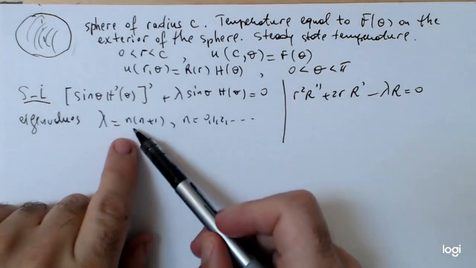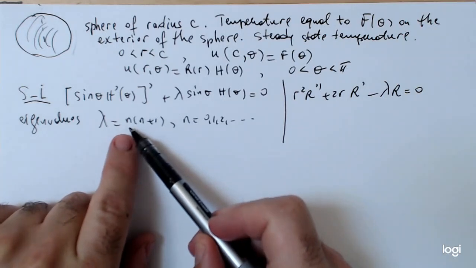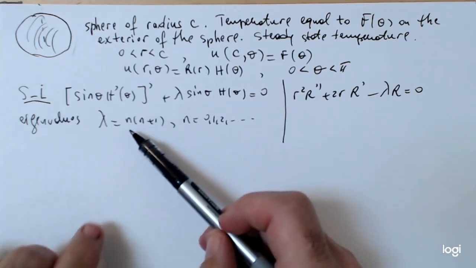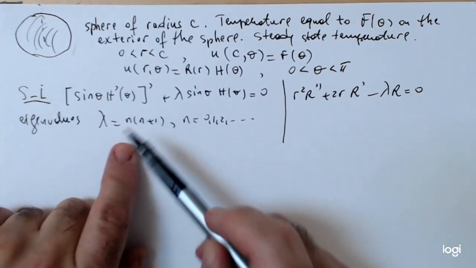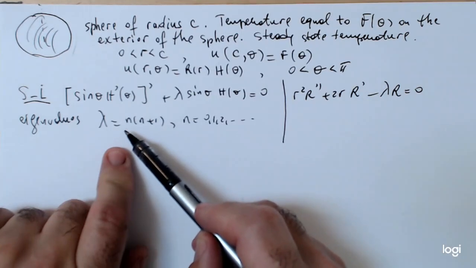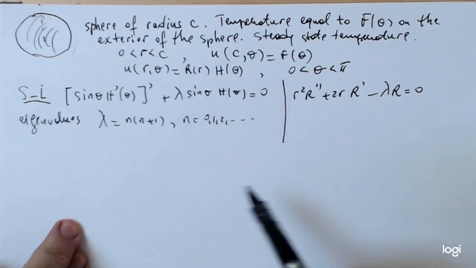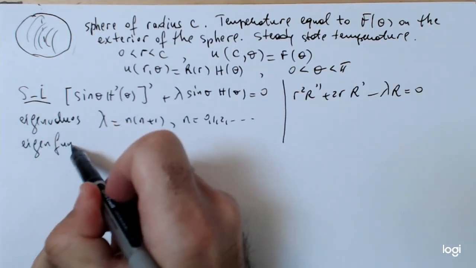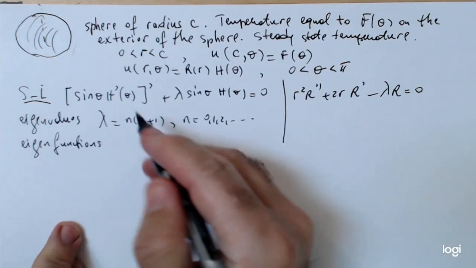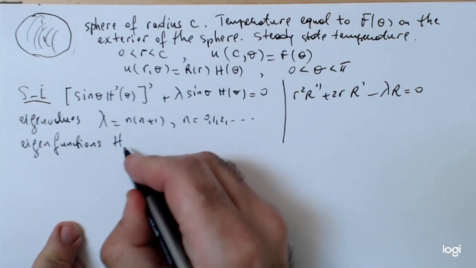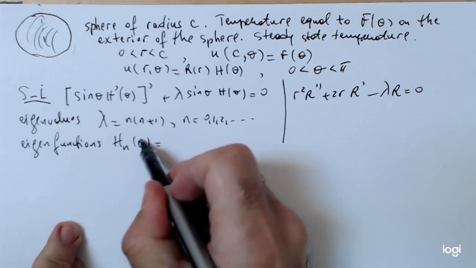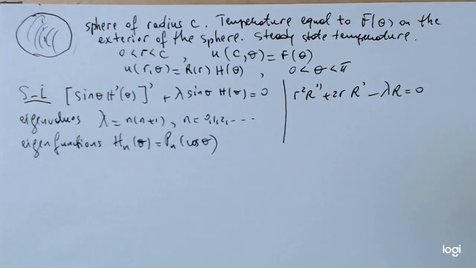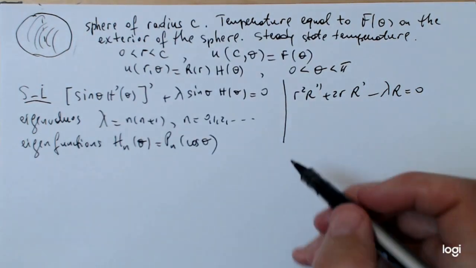When I'm talking about even or odd, I'm talking about the n here, because obviously if you multiply n with the next number, lambda will always be an even number, because it's a product of two consecutive natural numbers. I'm talking about whether n is even or odd. So these are the eigenvalues, and the eigenfunctions will be all Legendre polynomials. So the eigenfunctions h_n of theta will be P_n of cosine of theta. So all the Legendre polynomials evaluated at cosine of theta.